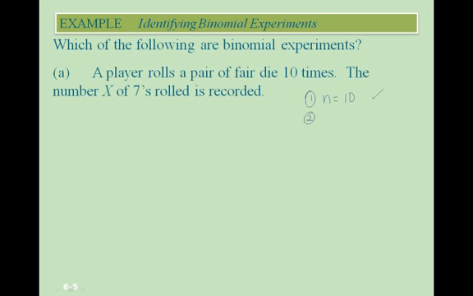Number 2, the 10 trials are independent, meaning that when I roll the dice the first time, it will not affect the outcome for the second roll, and so on. Thirdly, are there only 2 possible outcomes? In this case, yes, either we get a sum of 7 or we don't. And fourthly, is the probability of success constant? Yes, in this case it is, because we are dealing with a fair set of dice. So this is a binomial experiment.